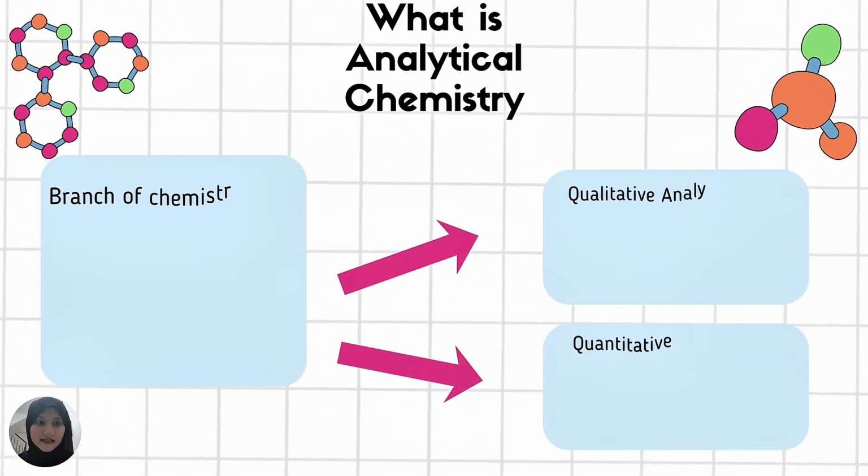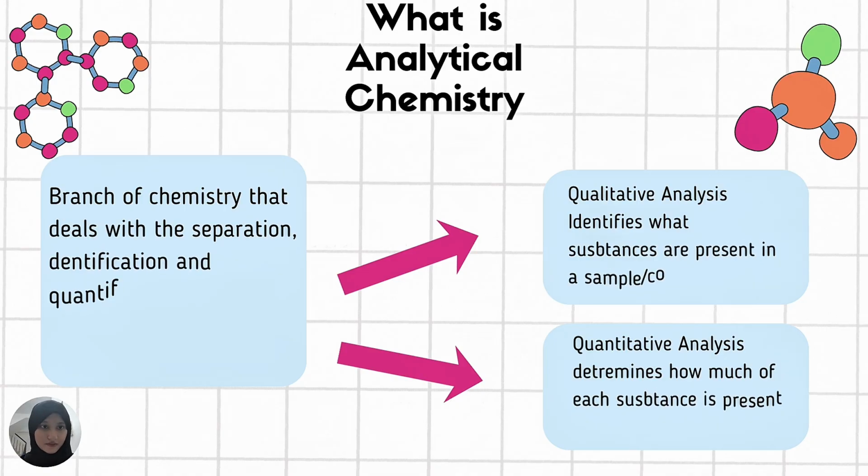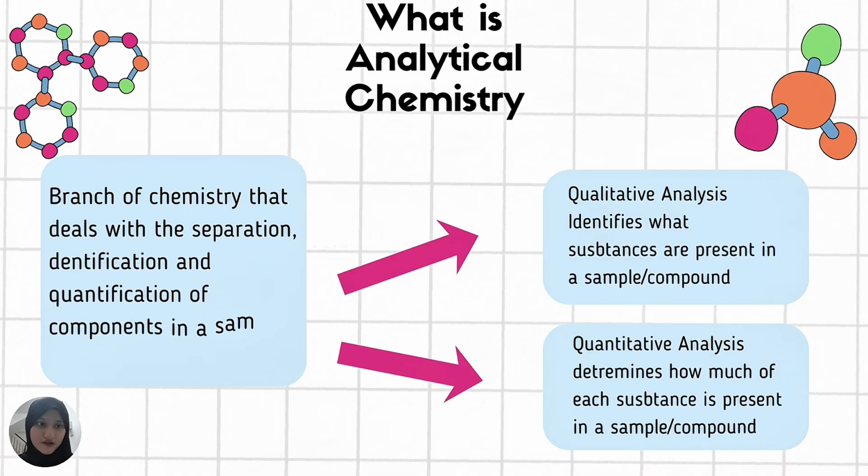Today, I would like to talk about the introduction of analytical chemistry. What is analytical chemistry? Analytical chemistry is a branch of chemistry that deals with the separation, identification, and quantification of components in a sample. There are two branches of analytical chemistry. Number one is qualitative analysis, which identifies what substances are present in a sample or compound. The next one is quantitative analysis, which determines how much of each substance is present in a sample or compound.